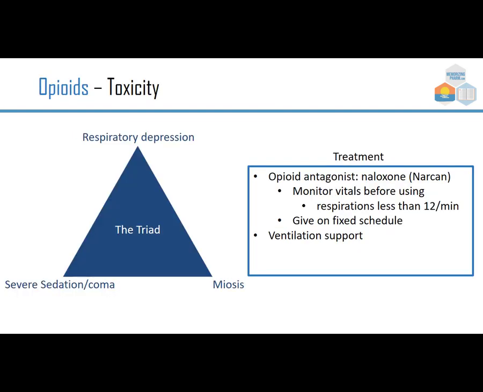We look at opioid toxicity, and we're looking for this triad, which is respiratory depression, severe sedation or coma, and miosis. The treatment would be an opioid antagonist, which is naloxone or brand Narcan. We want to monitor the vitals before using, and we are looking for a respiration less than 12 per minute. We give on a fixed schedule with ventilation support.